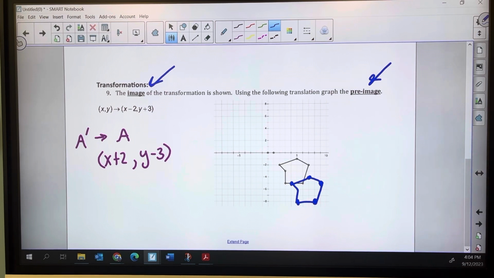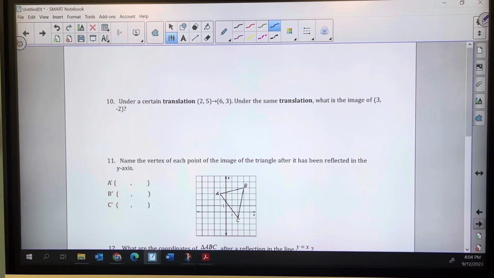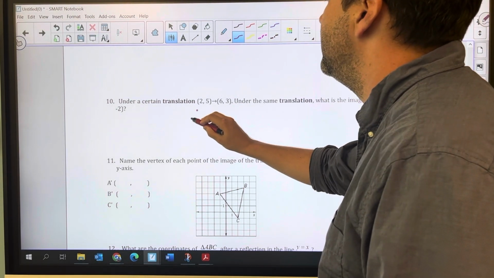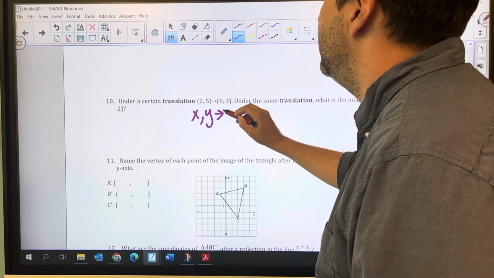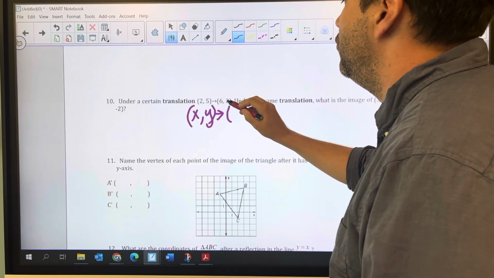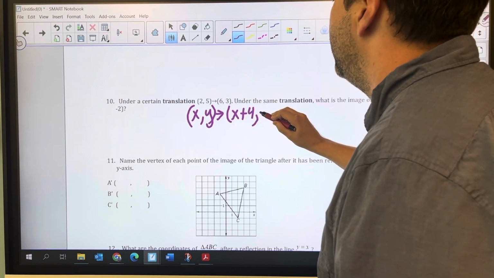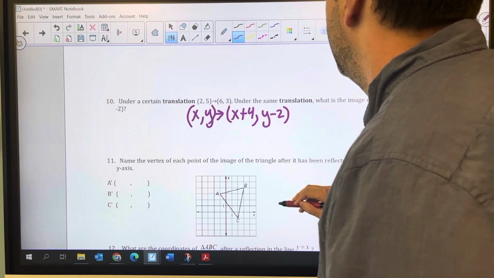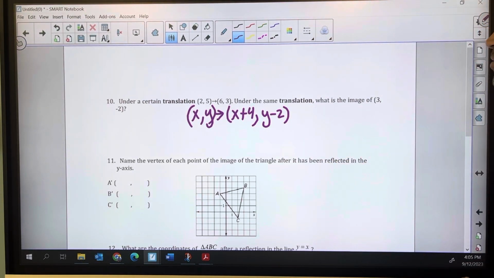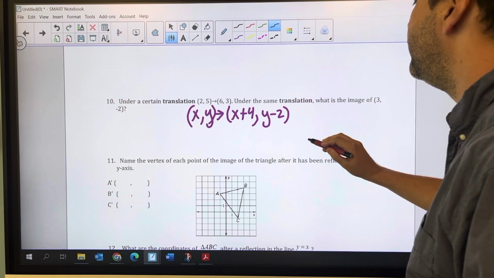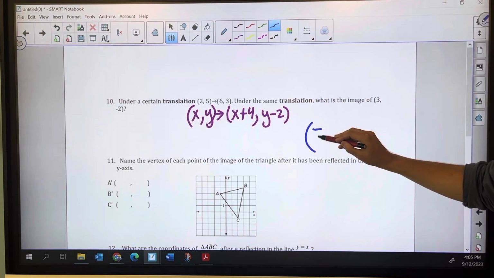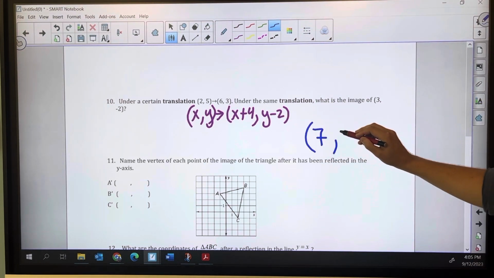Number 13, we have another translation, it tells us. And the translation took us from 2, 5 to 6, 3. So we've got to figure out what is that rule there. And when I look at this, I see xy is going to, the 2 changed into a 6, so that was x plus 4. The 5 changed into a 3, so that was y minus 2. So now I need to do the same thing with 3, negative 2. So 3 plus 4 is 7, and negative 2 minus 2 is negative 4.